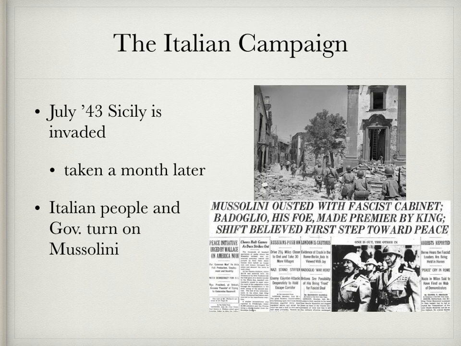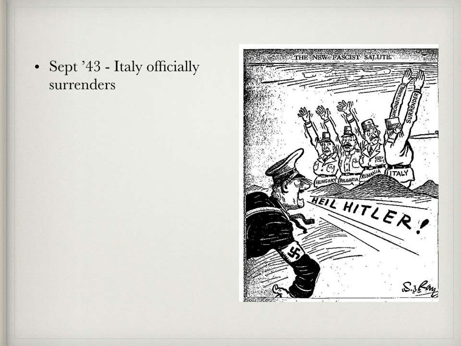The Italian people and the Italian government will eventually turn on Mussolini, and Mussolini kind of takes off, and he leaves. He's ousted from power in July of 1943 and kind of takes off into hiding. Like I said, he's eventually captured by his own people, and things do not go well for Mussolini, okay, or even for Italy. In September of 1943, Italy will officially surrender from World War II.